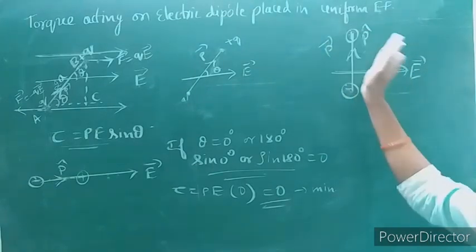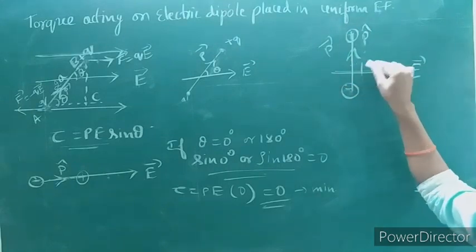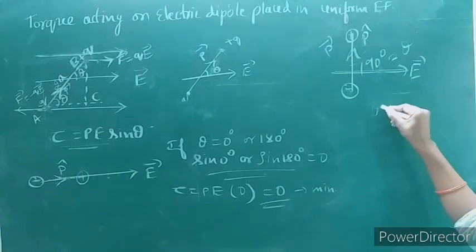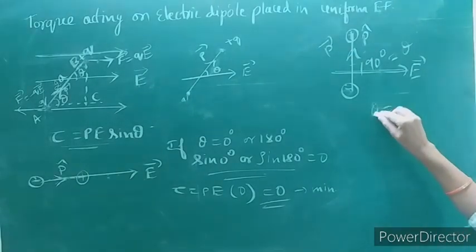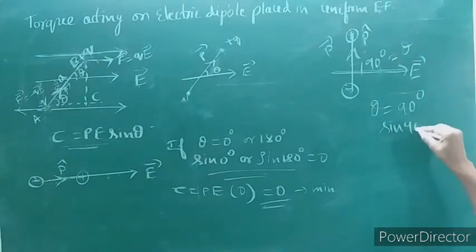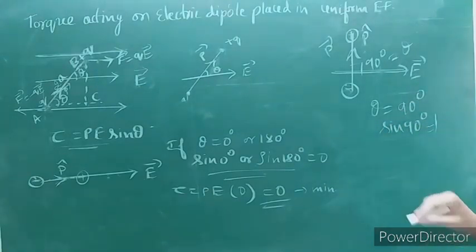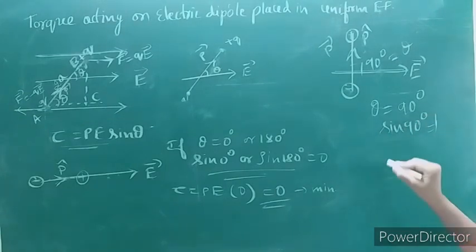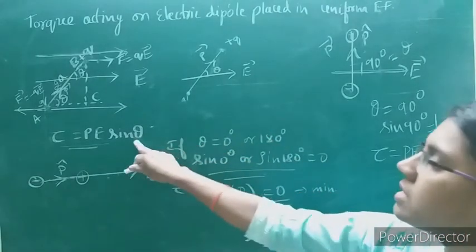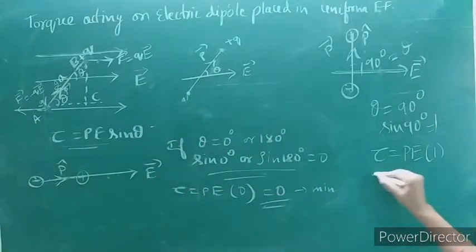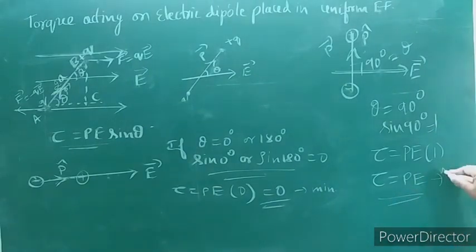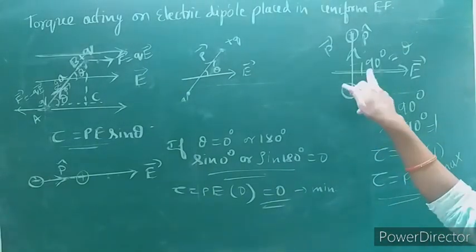So now the angle between vector E and vector P is 90 degrees. That means theta is 90 degrees. If theta is 90 degrees, then sin 90 has its maximum value, equal to 1, right? So if sin 90 is 1, then tau is equal to PE sin theta, and since sin theta is 1, PE into 1, that is tau is equal to PE. That means maximum torque will act on this dipole.